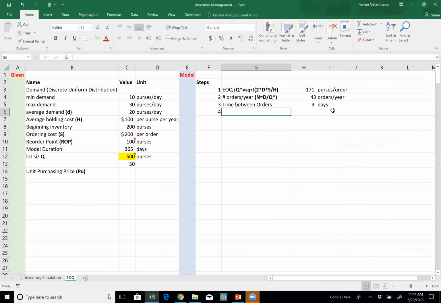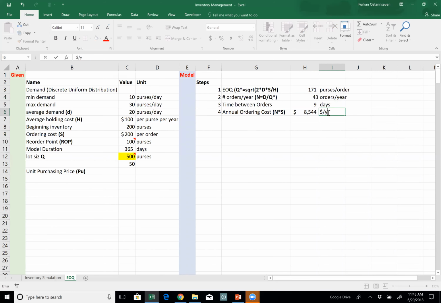Here I would like to calculate the annual ordering cost. And I can calculate this by capital N times ordering cost per order, which is capital S. So capital N, number of orders per year, I calculated that already, 43, times ordering cost per order, which is capital S, $200. So you can see that my annual ordering cost is around $8,544. And this is again dollar per year.